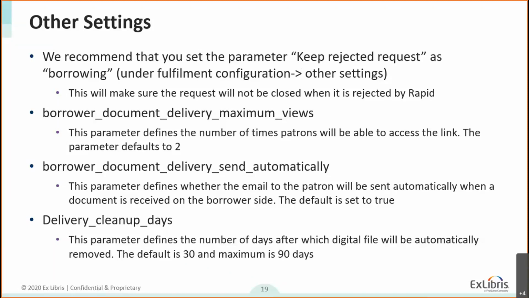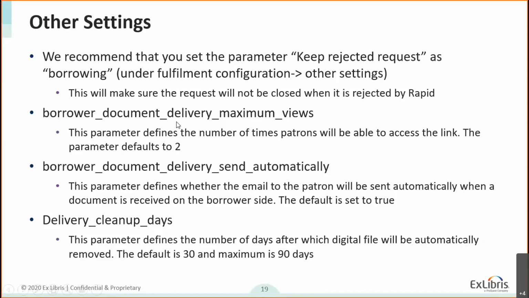So if, for example, you're not automatically assigning another rota, but want to manually handle these requests, you can still have the requests automatically sent to Rapid. If rejected for whatever reason by Rapid, they remain active on your task list, and you can manually add whatever other partners you want to add to continue the processing of this request. So it would be the recommendation to have that parameter set to borrowing, to leave requests that are rejected active, so that if Rapid rejected them, you can still manually further process them.